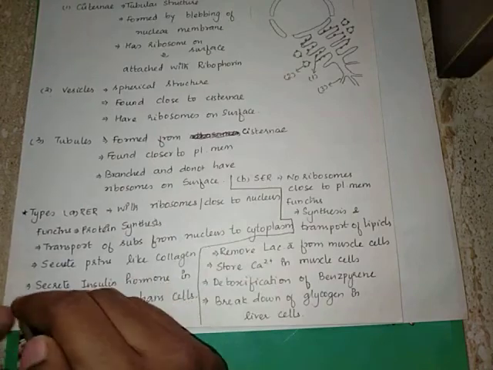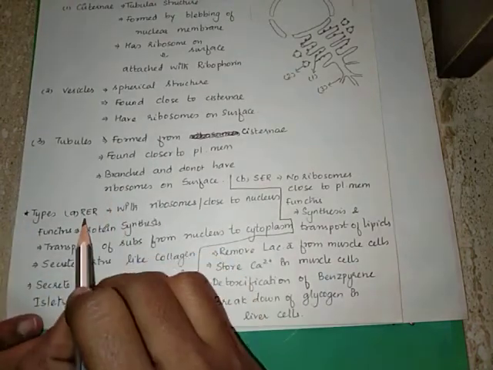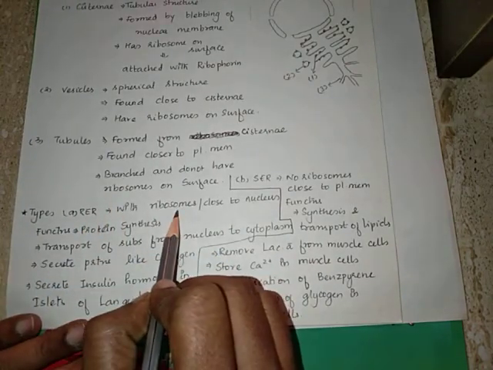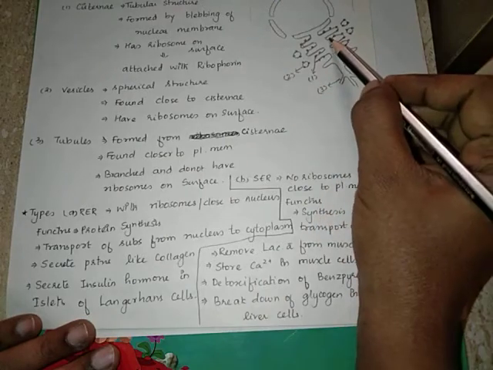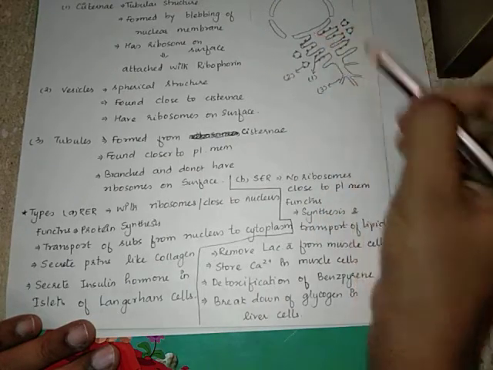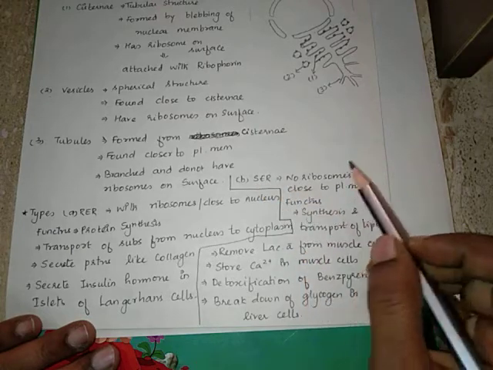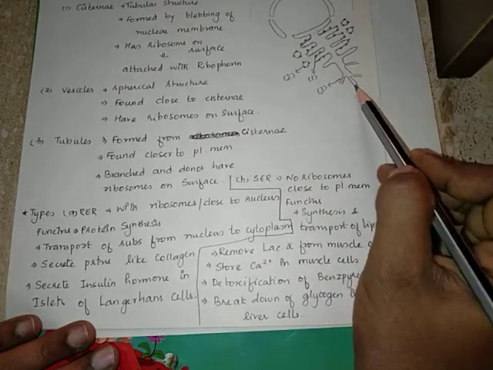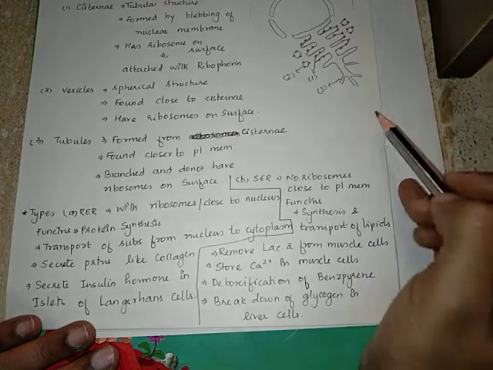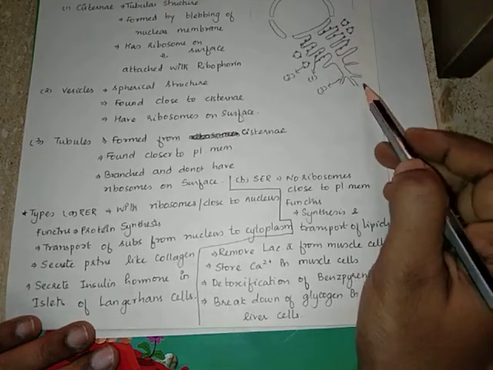Types of endoplasmic reticulum: rough endoplasmic reticulum, which has ribosomes on its surface, and they are usually found closer to the nucleus. And one more type is smooth endoplasmic reticulum. They do not have ribosomes on their surface, and they are usually closer to the plasma membrane.